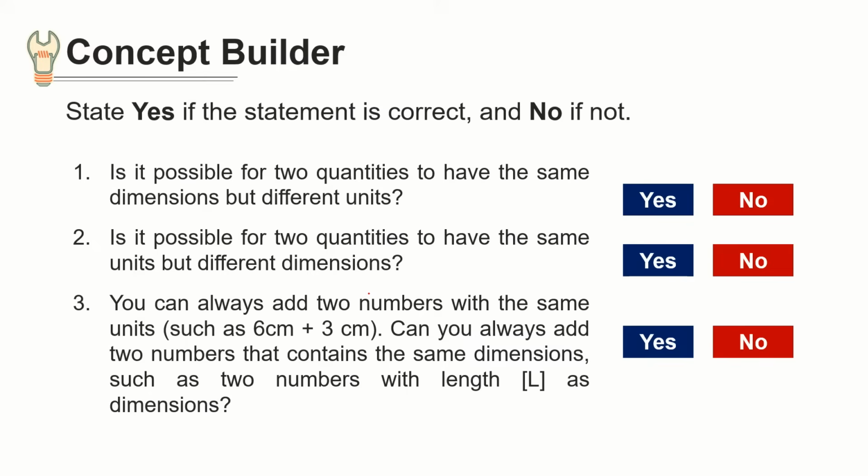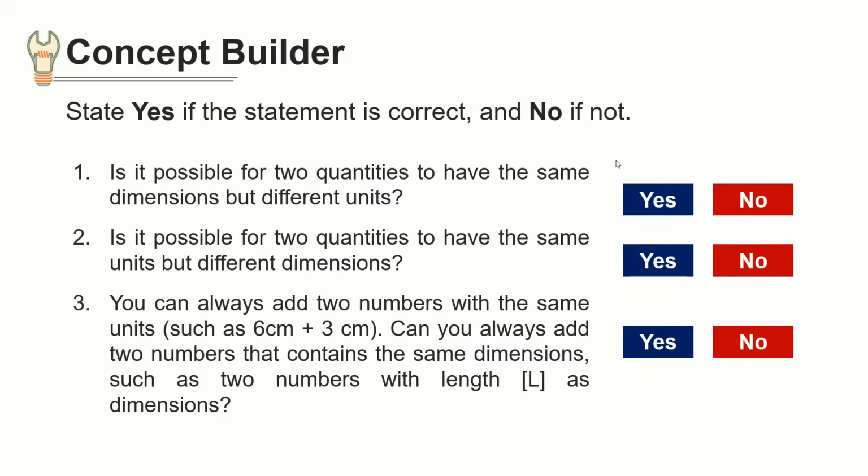Number 3, you can always add two numbers with the same units, such as 6 centimeters plus 3 centimeters. So can you always add two numbers that contain the same dimensions, such as two numbers with length as dimensions? So is it yes or no?